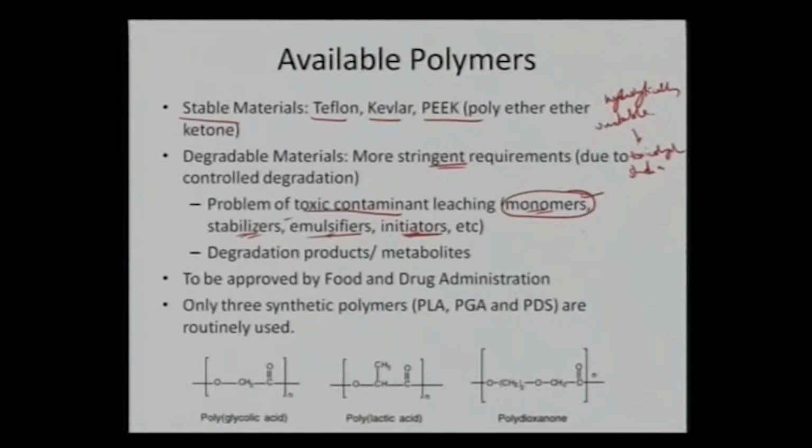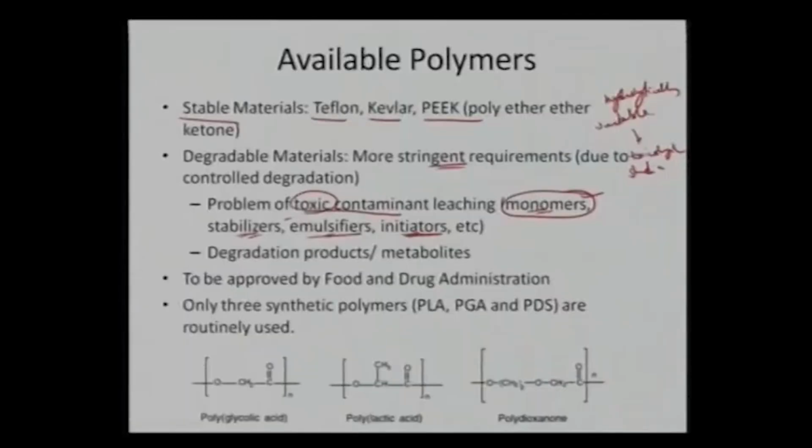So we need certain stabilizers to keep the material stable enough for a long time, and emulsifiers and initiators to initiate the particular reaction or the polymerization. So there are many ingredients in an engineered polymeric material, and once they are degraded in the body, they should be free of toxic excretion. So that is one of the challenges which we really face.